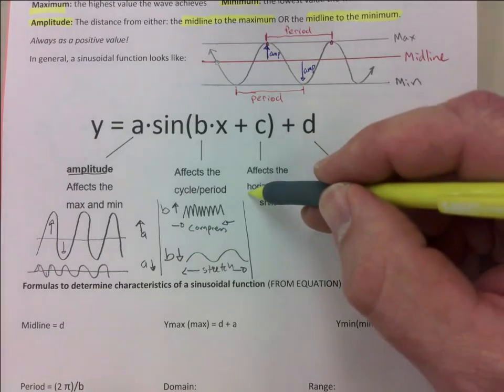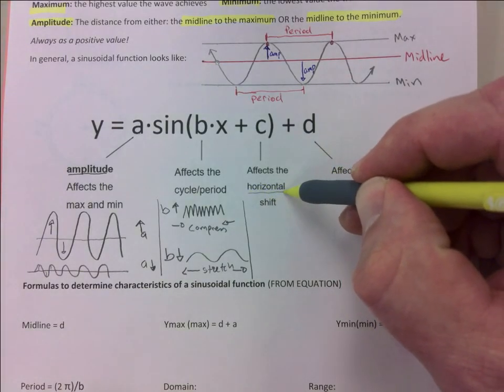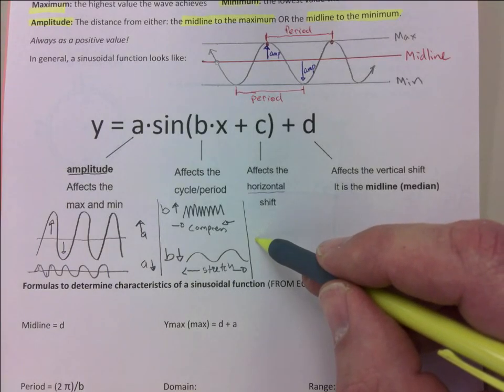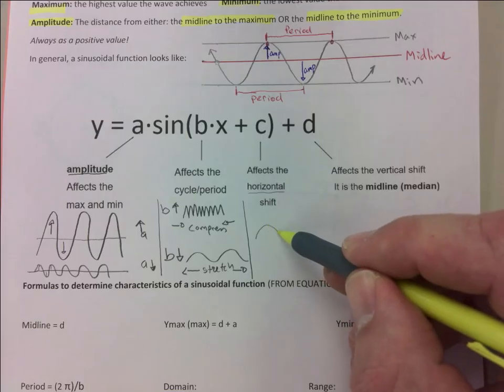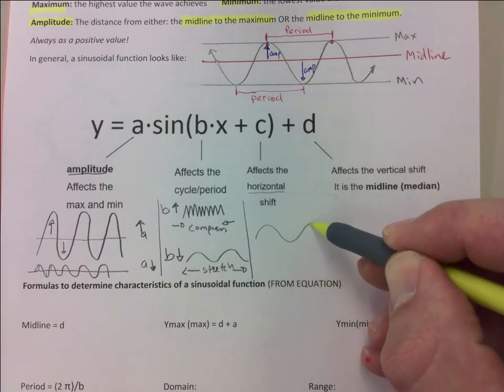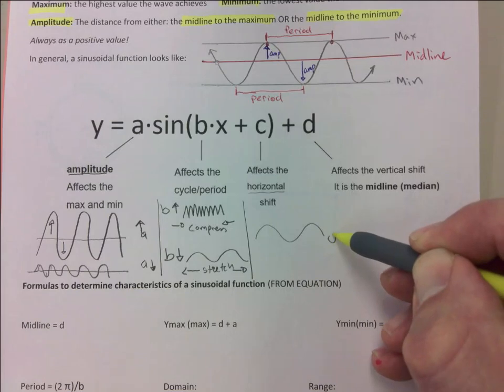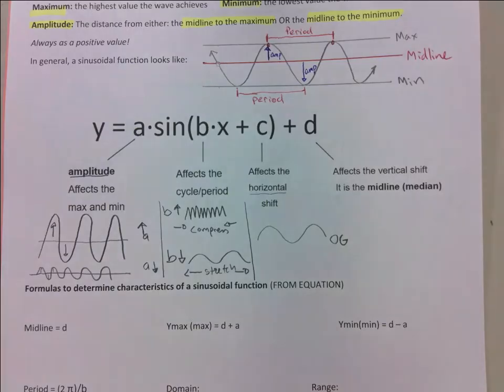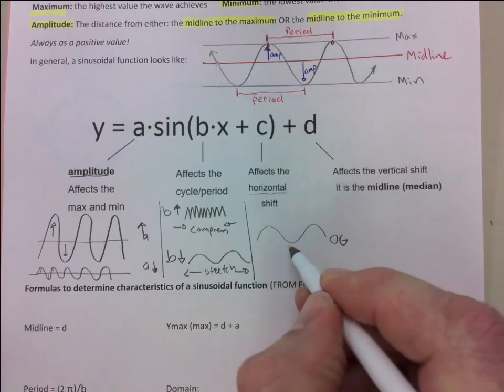C affects the horizontal shift. So watch what I'm going to do here. Let's say this is the OG. See how I snuck that in there? OG. My kids are always like, don't do that, Dad. Just let it go. Okay.